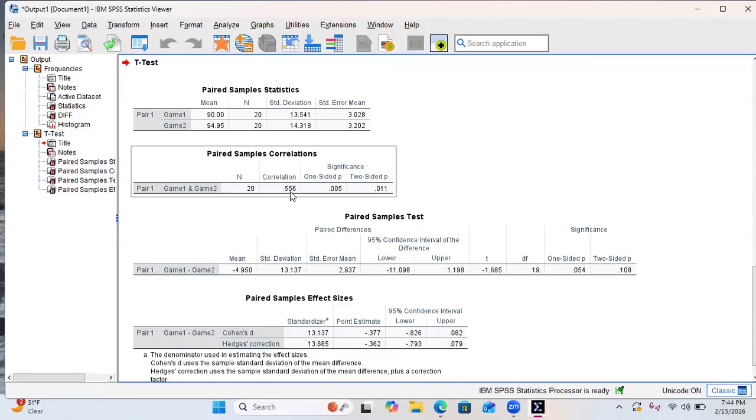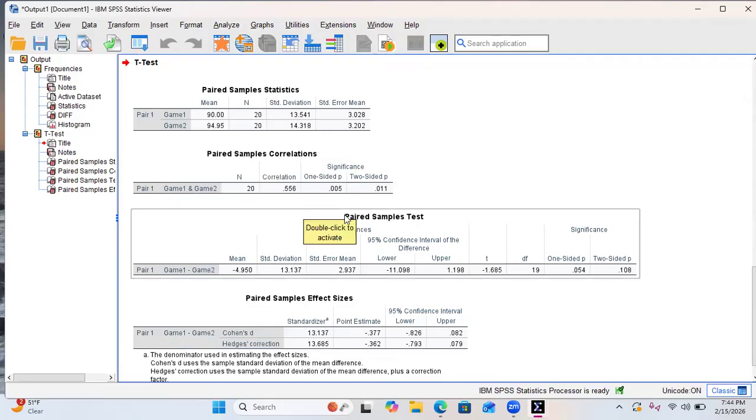When looking at the correlation, we have a correlation of 0.556 or 0.56, and that correlation is about a medium correlation. Then when we looked at the paired samples test and we go down and look at our p-value, we can automatically see here that our p-value is 0.108, which is more than 0.05. So that tells us that we would fail to reject the null hypothesis, meaning that there is no significant difference when having that coaching session.